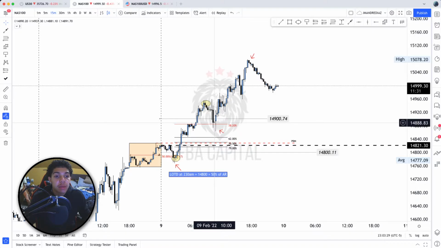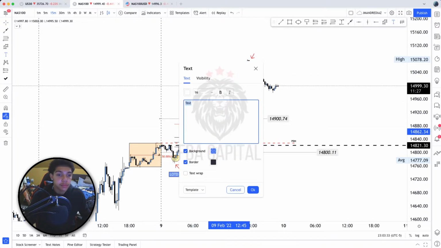At what time is this happening? This is happening, I'm going to say at 10:15. So at 10:15, we had the fib long, 38.20% rejection. Plus we also had that 14,900 level, and we were in an overall uptrend.